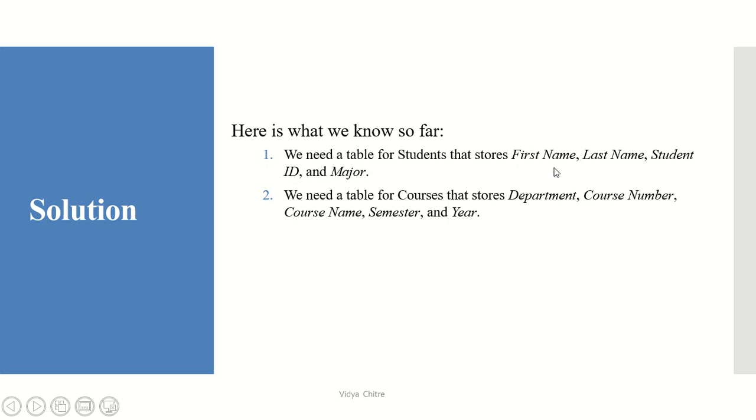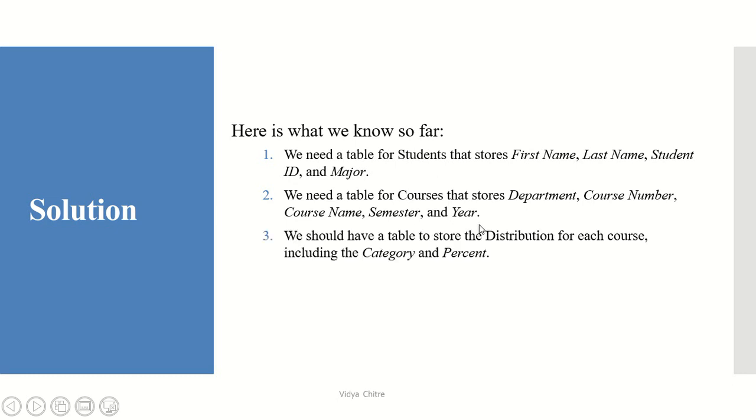These are the parameters based on the student: first name, last name, student ID, and major. So obviously those will be the different attributes for the student. Now for the second table, course, there will be department, course number, course name, semester, and year attributes. So first we will be considering the two major tables, student and courses. For that, we are listing out whatever attributes are required.